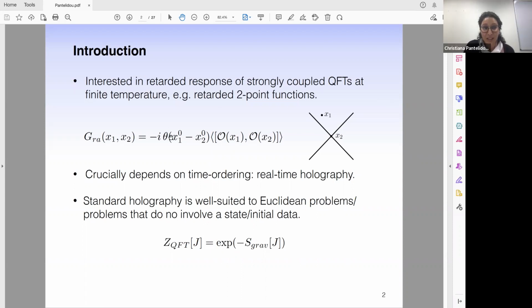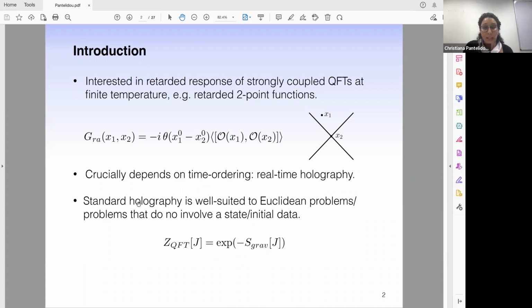So this quantity depends crucially on the time ordering of the 2 points. And because of precisely this reason, it poses a little bit of a challenge to standard holography. In order to really compute it, we need to move into the realm of real-time holography. Since this point is quite important, let me elaborate a little bit more on it.